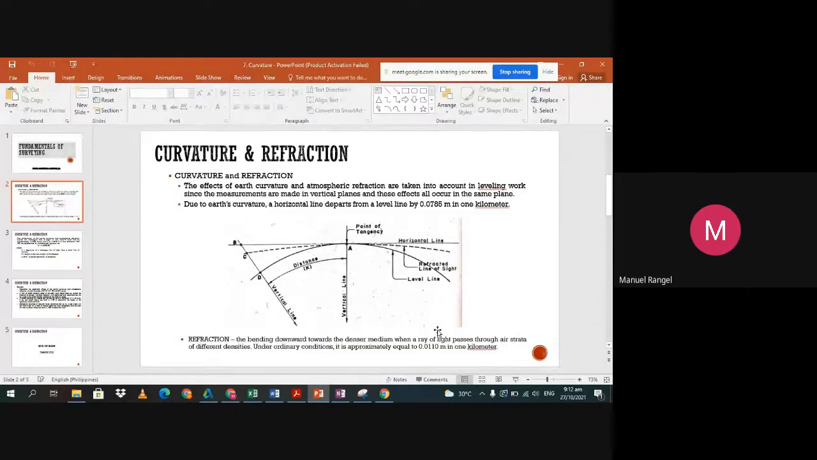So sa orientation, natakan natin ng curvature and refraction, no? So usually, ang effects of Earth curvature and atmospheric refractions are taken into account in leveling work.